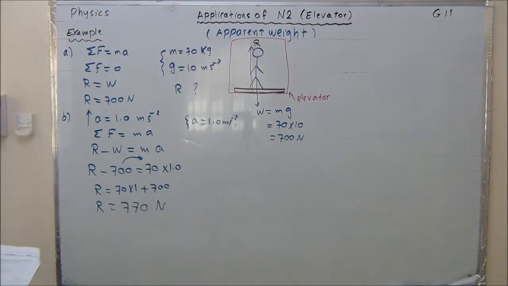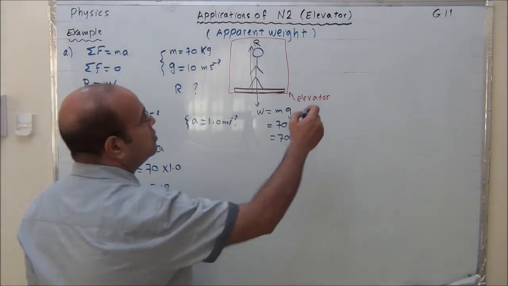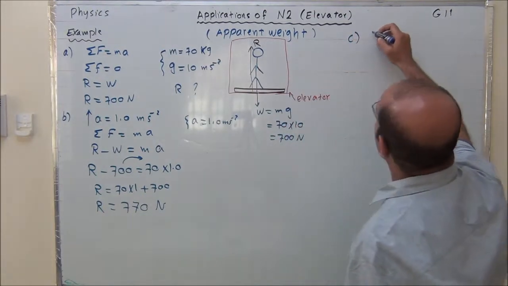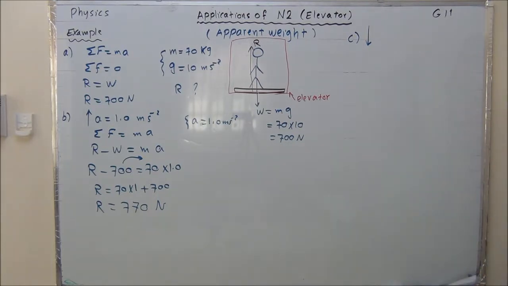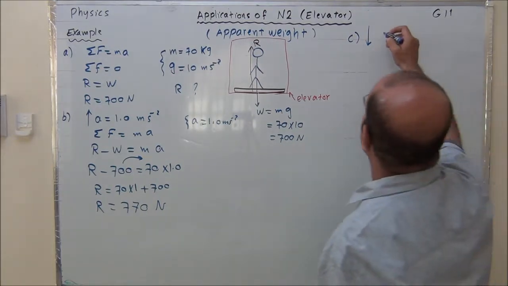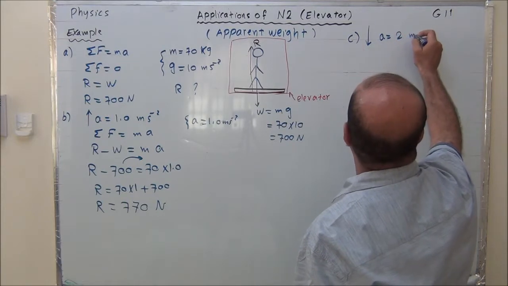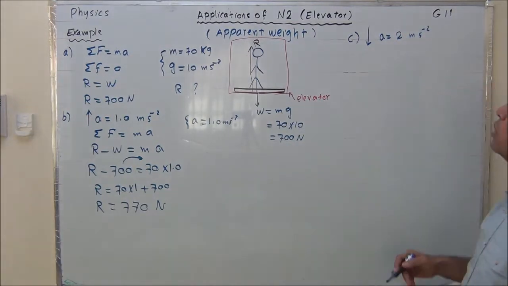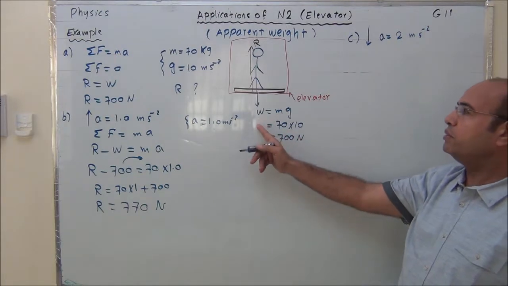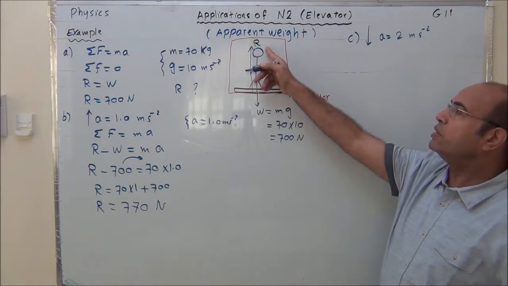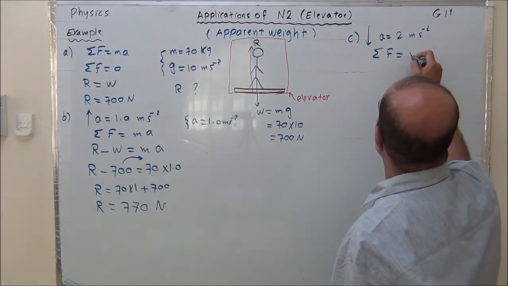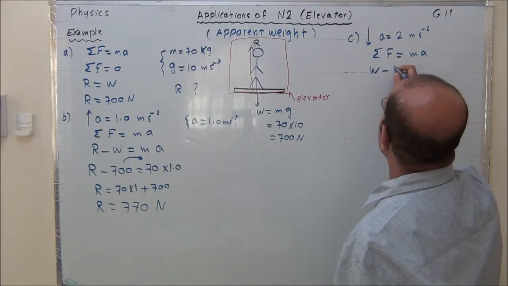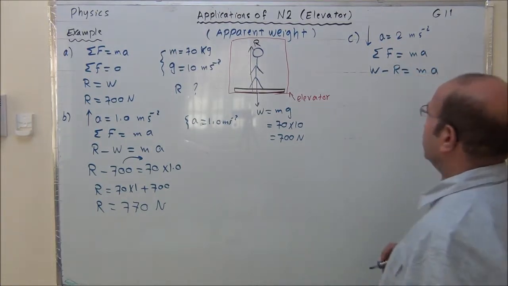In part C, it says the lift is descending. So now we go to part C. The elevator, or the lift, is descending at 2 meter per second squared acceleration. When it moves down, the weight is more than the normal contact force. So by Newton's second law, sum of F equals ma. So W minus R equals ma.